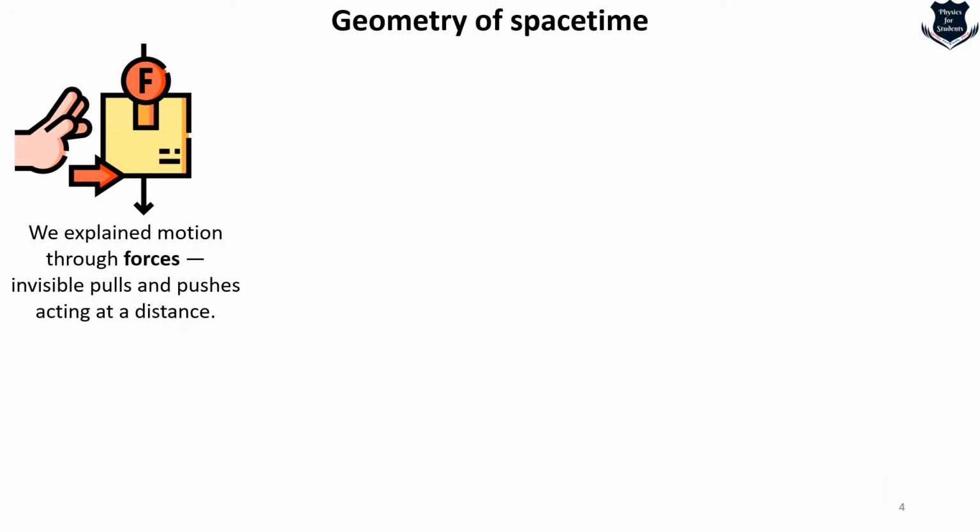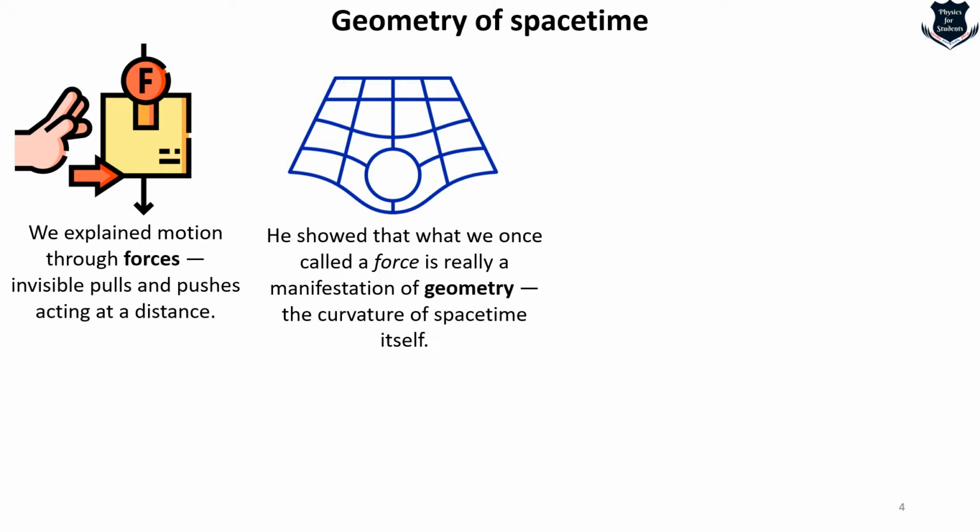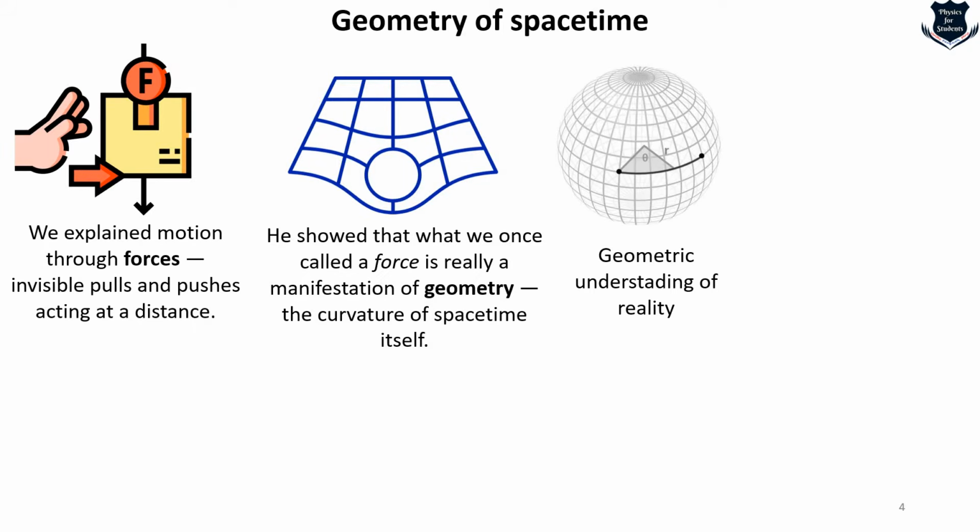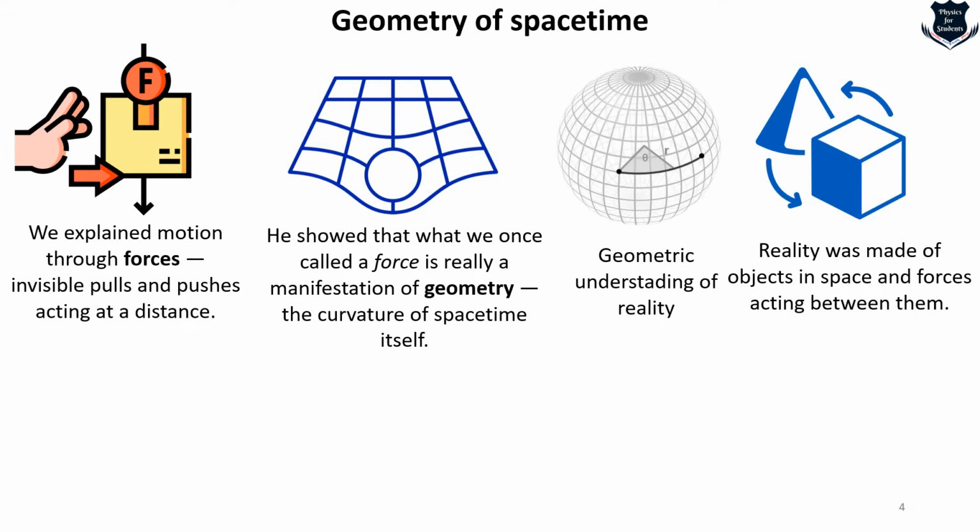Earlier, we explained things through forces: things that push and pull. Now Einstein showed this not as a force but as a manifestation of geometry, which is the curvature of space-time. So it led to what is called the geometric understanding of reality. Reality was made of objects in space and forces that are acting between them. Space and time were just stages, passive backgrounds where things happen.